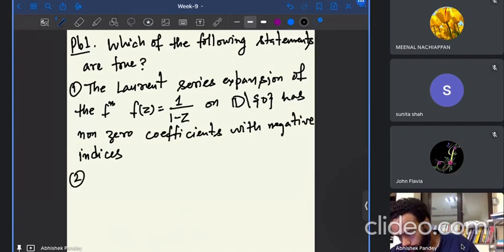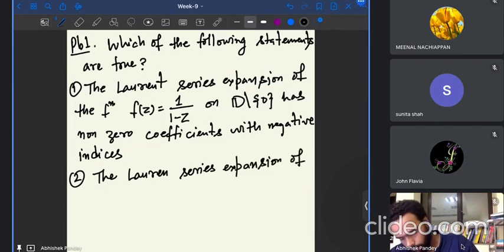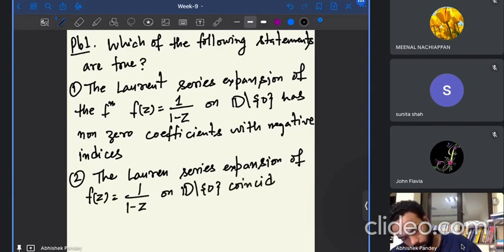Second is again the same thing: the Laurent series expansion of f(z) = 1/(1 - z) in the punctured unit disk coincides with the power series, summation n equals 0 to infinity z to the power n.